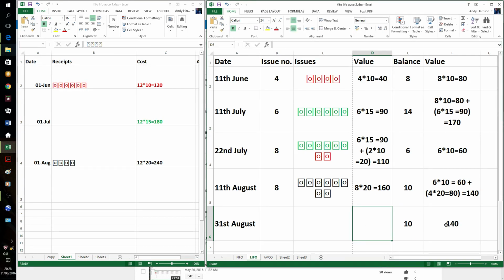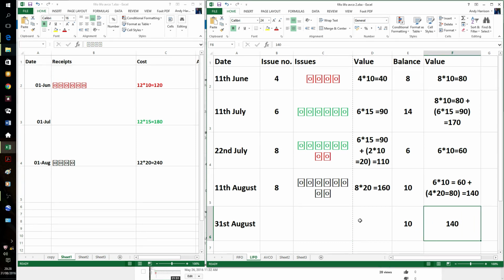So you can see the difference in the valuation. Just to double check, it's still £540 worth of items coming in. 500, 410, 300, 240, 300 minus 160 is 140. So that 140 is fine, it balances off.